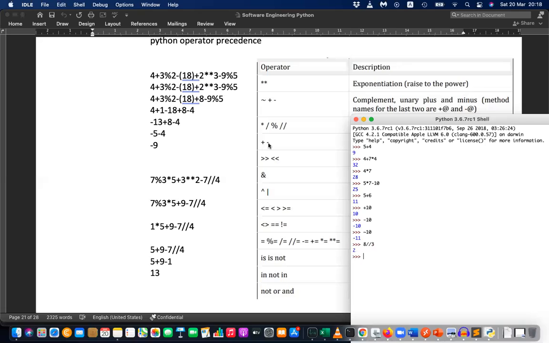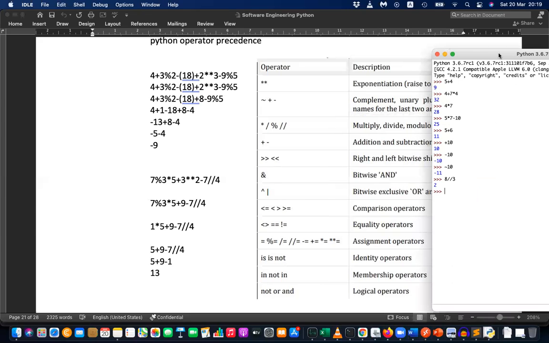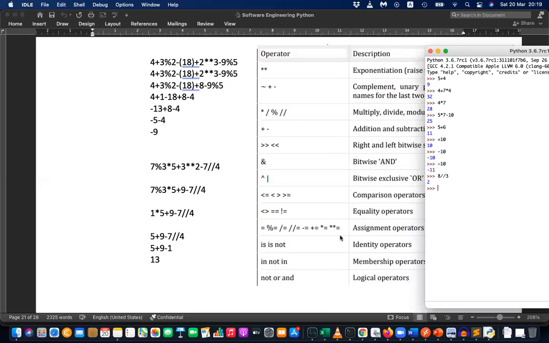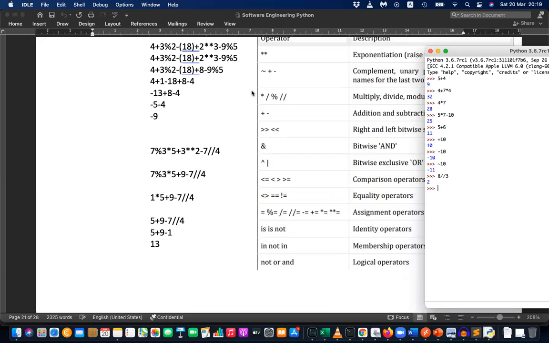And then you have addition, subtraction, binary operations, shifting, bitwise shifting. We learned last week, right shifting and left shifting. And then bitwise AND, bitwise OR, XOR. And these are assignment operators, comparison operators: less than or equal to, less than, greater than or equal to, and there are equal to and not equal to operations. Those are also comparison operators. And then you have assignment operators. That means the equal mark together with any of these operators is called assignment.